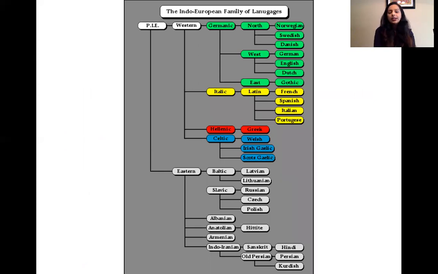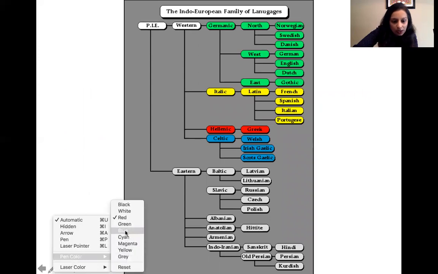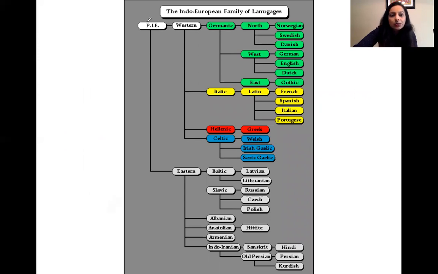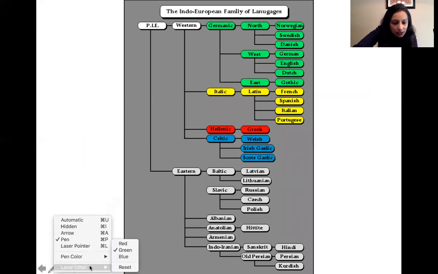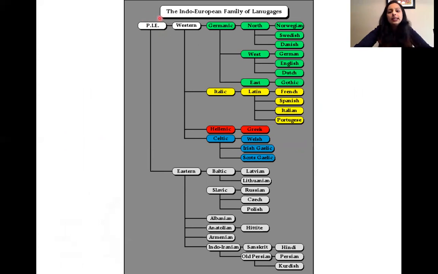So here is the Indo-European family of languages. If you look all the way here at the top, this is Proto-Indo-European. Proto-Indo-European has two branches, the Western branch and the Eastern branch. Now let's look at the Western branch first.